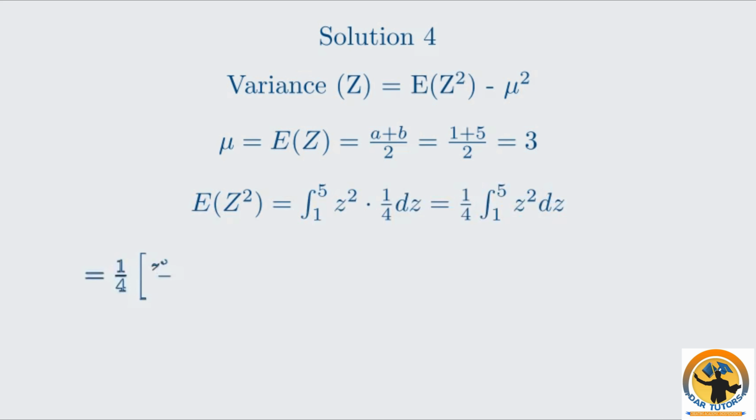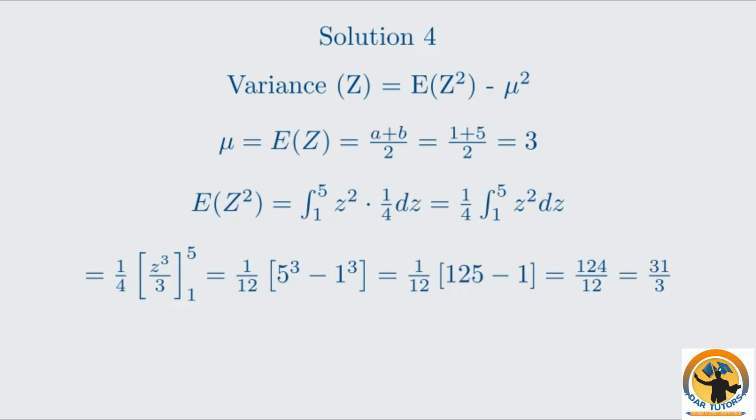Now we calculate E of z squared. This is the integral of z squared times our PDF 1/4 from 1 to 5. The antiderivative is z cubed over 12. Evaluating from 1 to 5 gives 125/12 minus 1/12, which is 124/12 or 31/3.